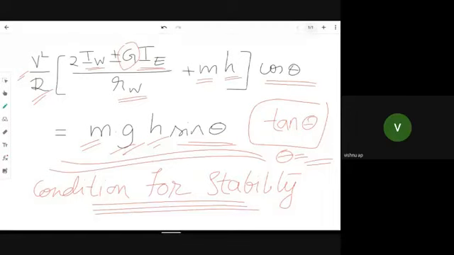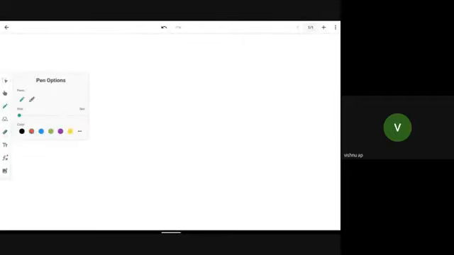You were supposed to find the angle of inclination, correct? Yes, sir. Angle of inclination with respect to the vertical. That means you were supposed to find out the angle of heel. And what did you obtain as the answer?